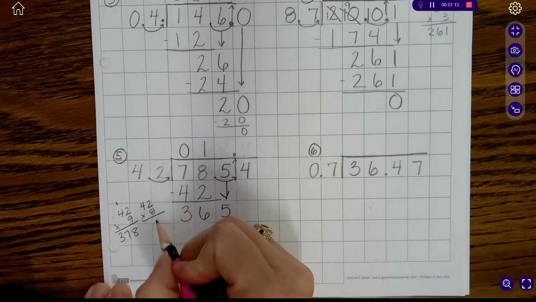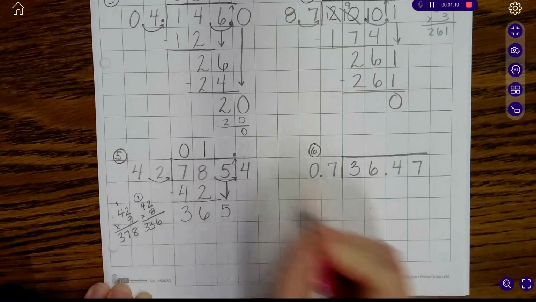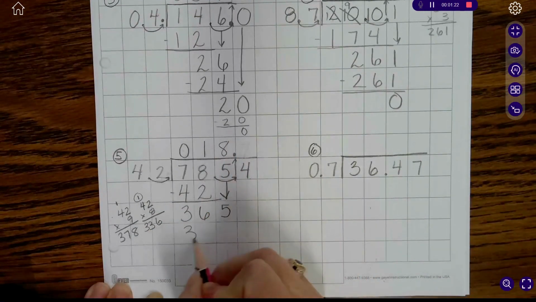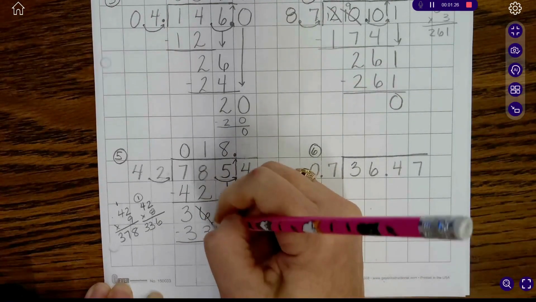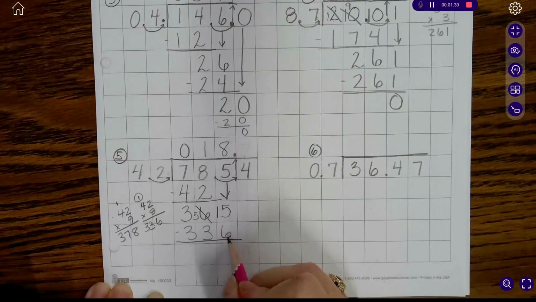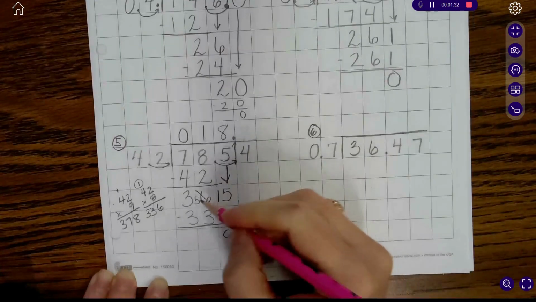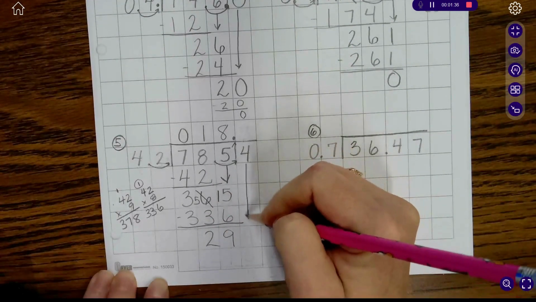8 times 2 equals 16, carry the 1. This is 32, 33. So we have 8 and 3, 3, 6. We are going to have to borrow to subtract. 15 take away 6 equals 9, and 5 take away 3 equals 2, and we're going to have to bring down the 4.